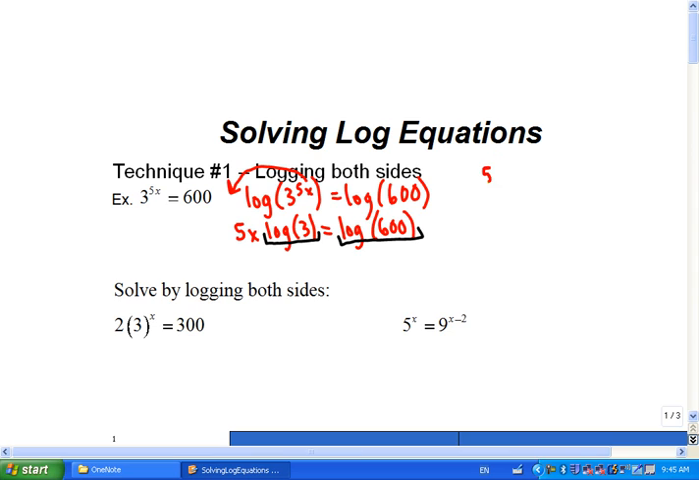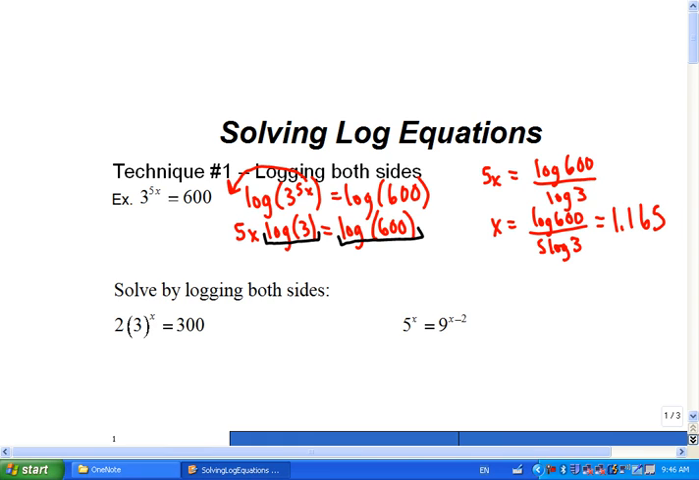So it would say 5x equals log 600 over log 3. So x would be log 600 over 5 log 3. And of course we need a calculator for that. So my calculator says that this is 1.165 to 3 decimal places.